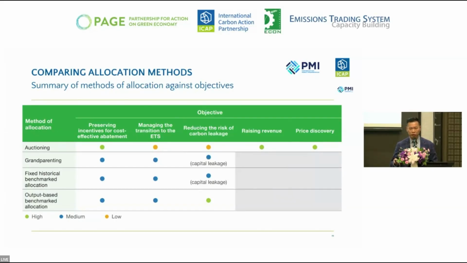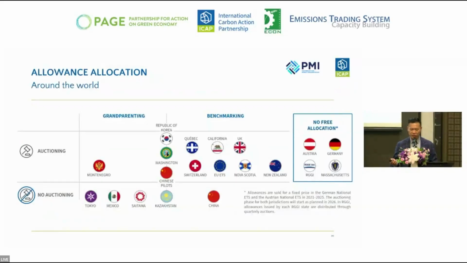And China will introduce auctioning, I think, later this year or early next year. So in general, we can see the trend that started with free allocation and then transitions to auctioning. And here's a summary. Some carbon markets, like Austria, Germany, RGGI, which is the carbon market in the United States, and Massachusetts, have 100% auctioning, no free allocation at all.